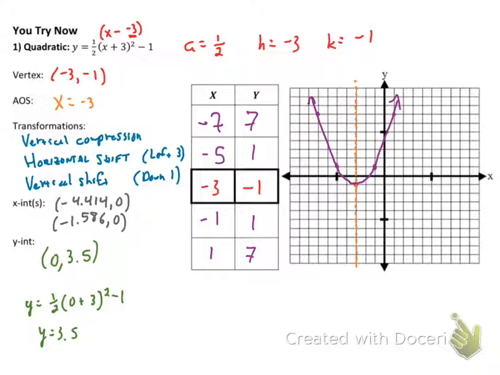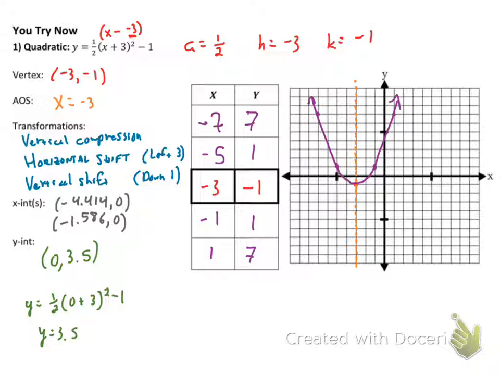All right. I also wanted to go through these "you try now" questions with you. Not necessarily step by step, just so that you could copy those down. So remember, it's important to say what's your A value, your H value, and your K value. The H value is the tricky one because it has to be the value that follows the subtraction sign.